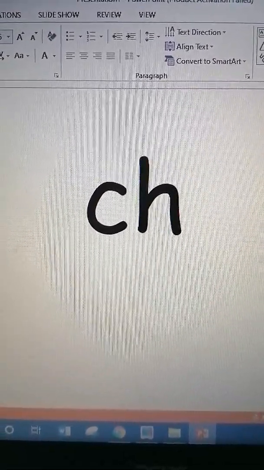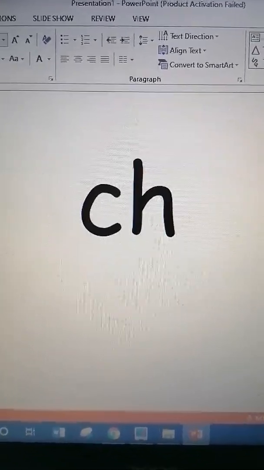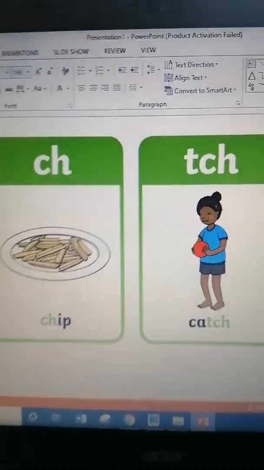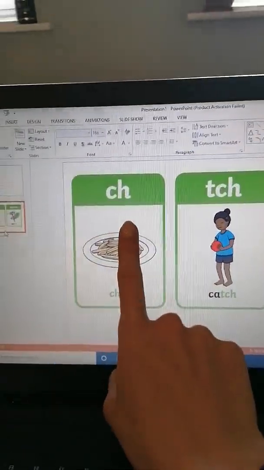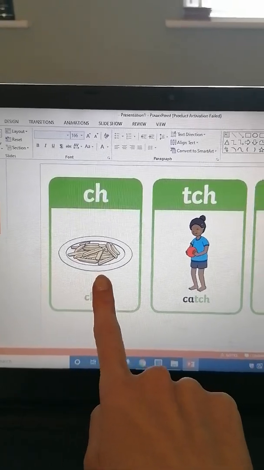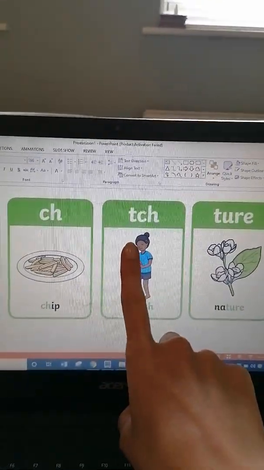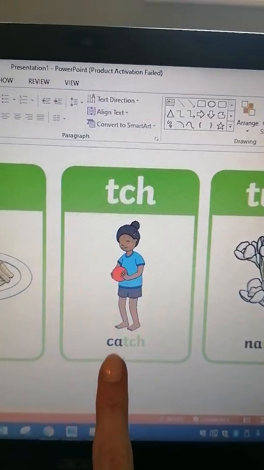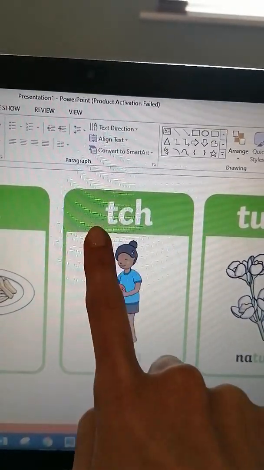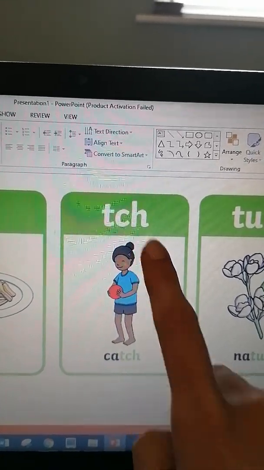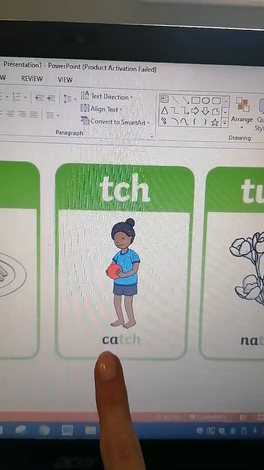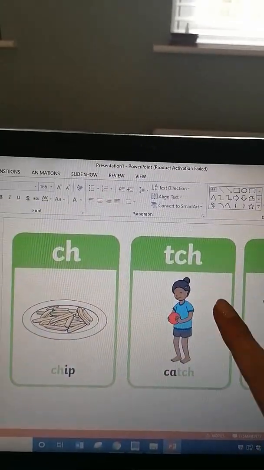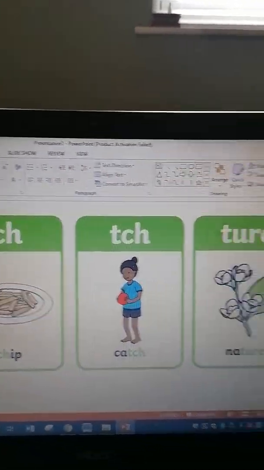Now, it can also make different graphemes. Now, a grapheme is the sound when we write it down. So for ch here, we know it makes ch like in chip, like chips, but it also makes different graphemes when we write it down. So like in catch, the t, ch, blend together to make the ch sound. So k, a, ch. So that's a different way of writing the ch sound.